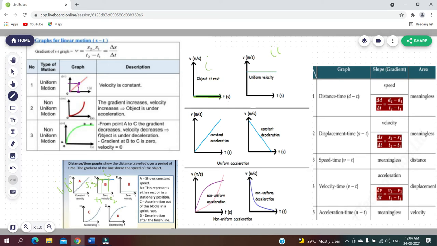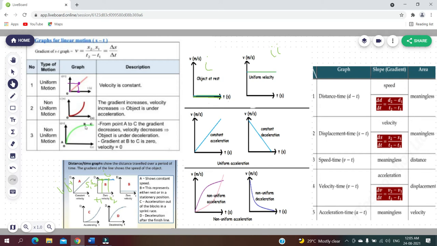Then the third type of displacement time graph or distance time graph represents the non-uniform motion. When the displacement time graph is a curved line, it indicates non-uniform motion. In this case the gradient or the slope is increasing with time, so velocity is increasing. So we can say that the object is under acceleration. Here, from A to B we can see that the slope is decreasing, velocity is decreasing, so the object is under retardation or deceleration.